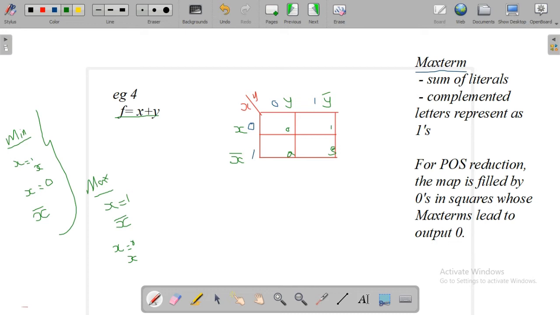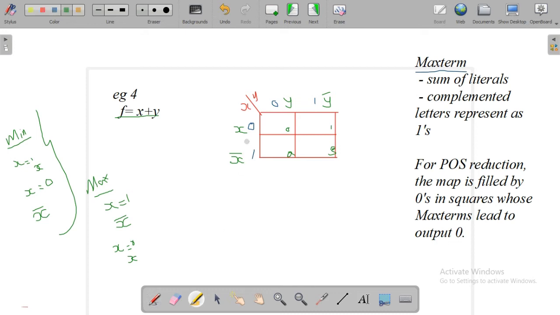So you understood the difference between the min term and max term. Here x plus y, that is the sum of all literals. So complemented letters represent as 1. That's why 1 is represented with the complement form of x dash, and here 1 is represented in the complemented form of y dash. Remaining all things the same. Okay. Next, x plus y.